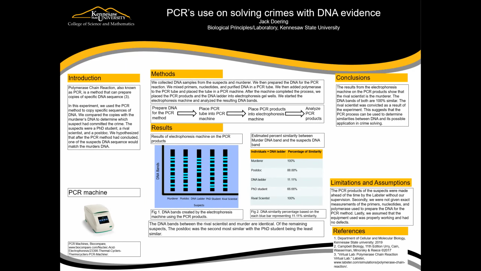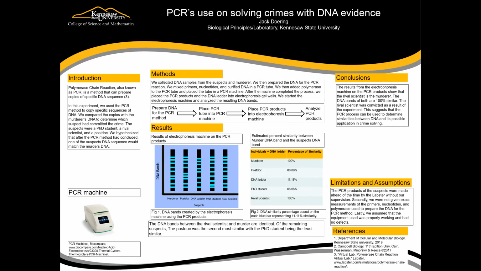We were tasked with using DNA from 3 suspects and the murderer's DNA to determine who committed the crime, being a murder committed in a house. We hypothesized that through the use of the PCR method, we would find a match between one of the suspects and the murderer.